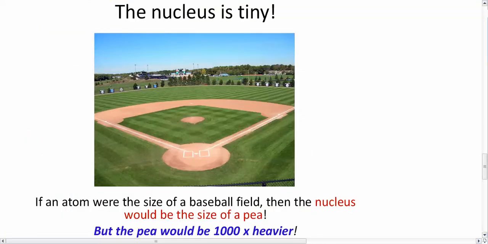Now, this is just a quick little slide to give you a sense of just how tiny the nucleus really is. If an atom were to take up the size of a baseball field, so atoms are tiny, but if we pretend for a minute that the atom is as big as a baseball field, the nucleus would only be the size of a pea. So imagine a tiny little pea sitting on the pitcher's mound. That's the relative size of the nucleus to the whole atom. But the pea would be 1,000 times heavier. So the nucleus really is tiny, but it's extremely dense.